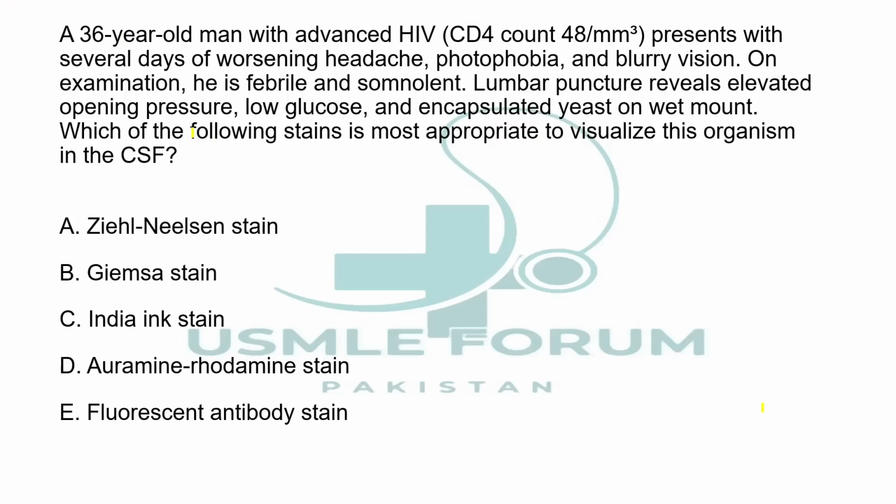So, which of the following stains is most appropriate to visualize this organism? CSF. So this should give you some clue that we're specifically talking about the CSF. Your 36-year-old man has HIV and his CD4 count is very low. He presents with worsening headache, photophobia, and blurry vision. On examination, he is febrile and somnolent. Lumbar puncture reveals elevated opening pressure, low glucose, and encapsulated yeast on wet mount.